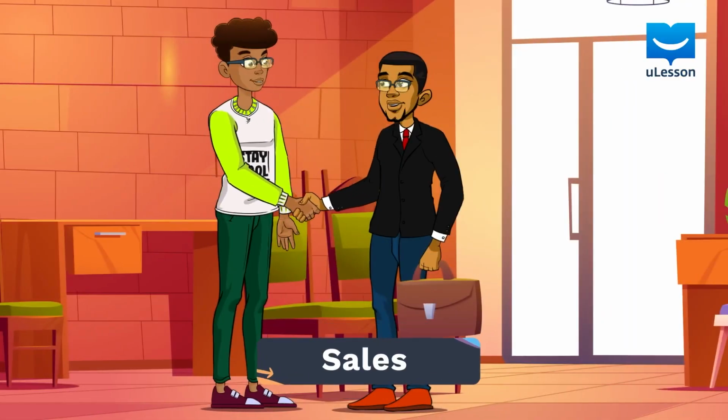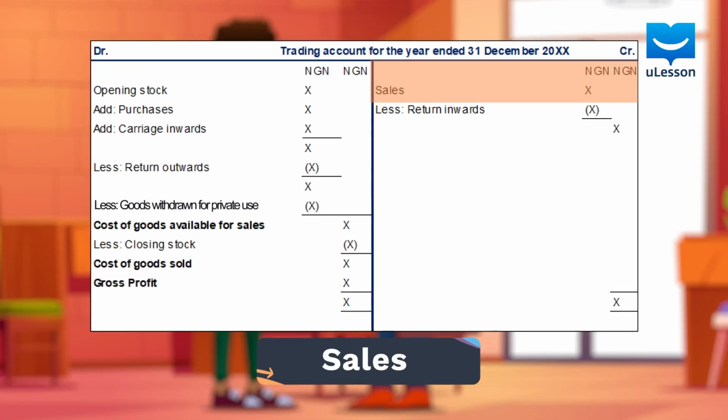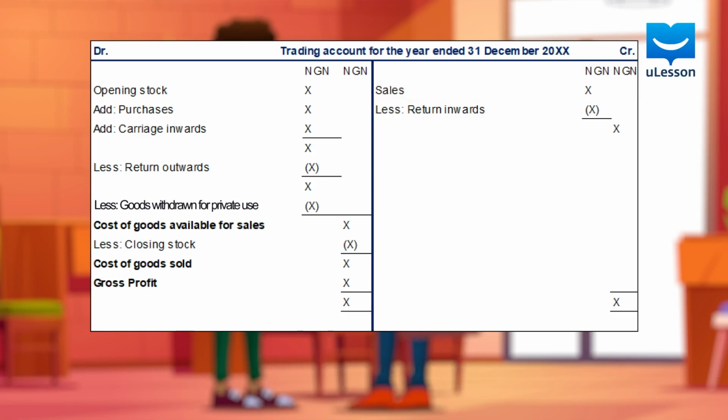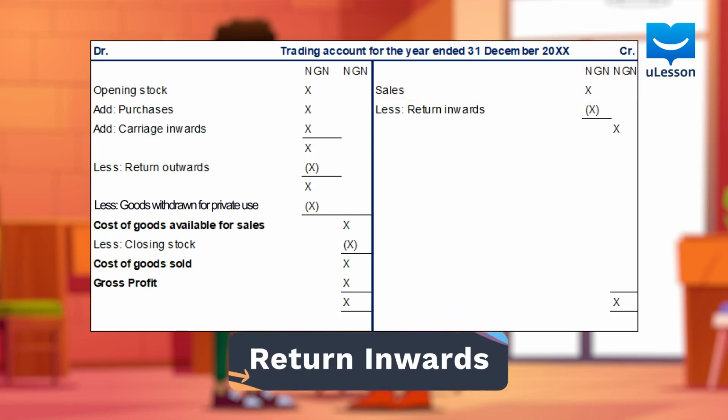We can therefore start with the sales. The sales figure is shown on the credit side of the trading account. It is the total credit and cash sales made in the particular period, excluding sales of fixed assets. The next item is the return inwards. This is seen immediately under sales. It is deducted from the sales in order to arrive at net sales.